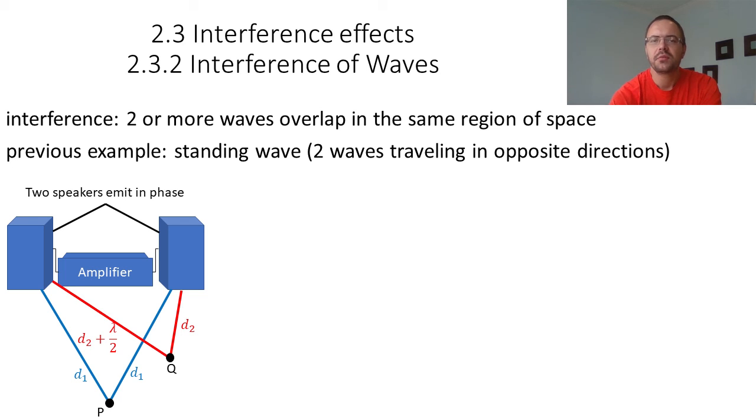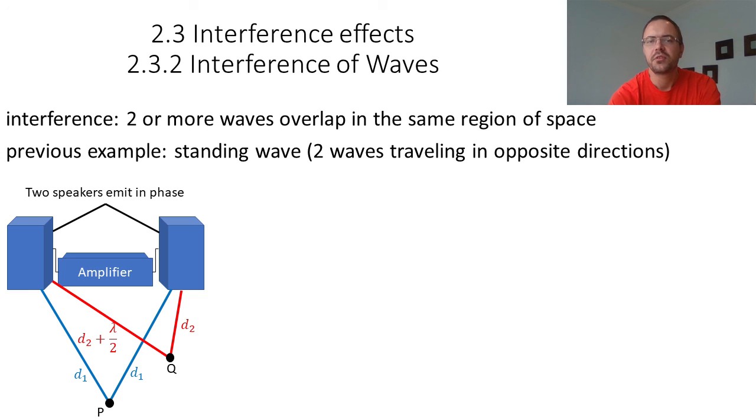And the second point, point Q, is closer to one speaker than to the other. We consider the case where the difference in distance from the two speakers is half a wavelength. So the distance of point Q from one speaker is D2, and the distance from the other speaker is D2 plus lambda over 2. At both points, there will be overlap of waves from the two speakers, so we will have interference effects.